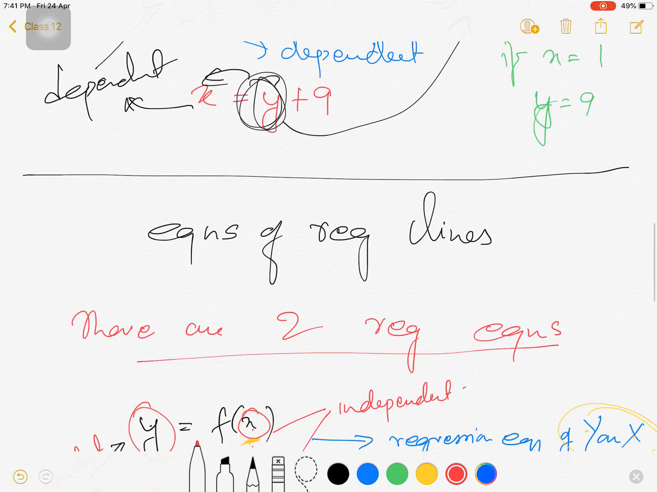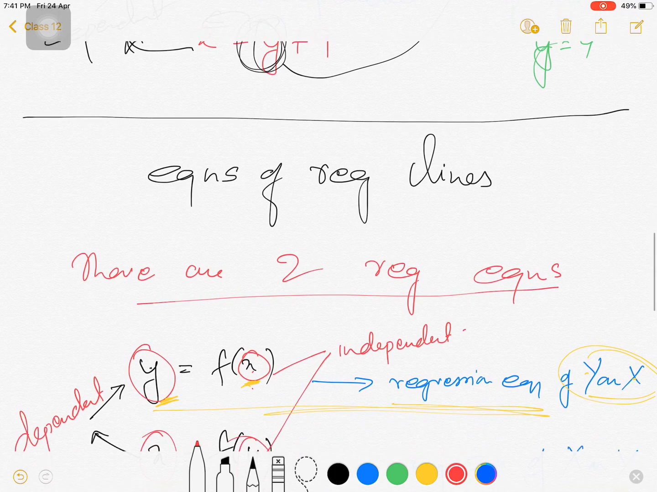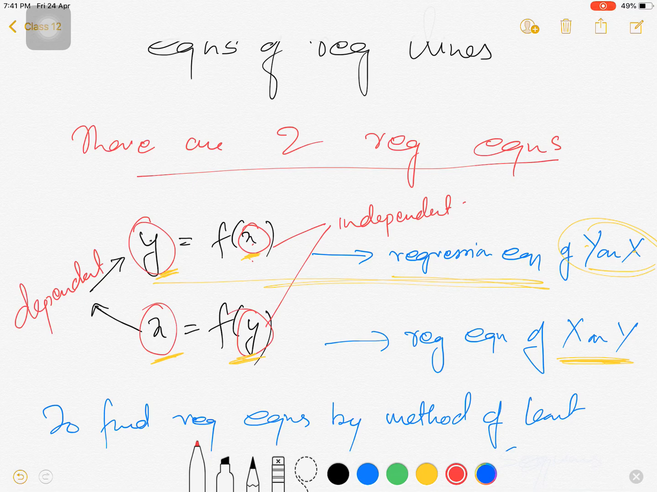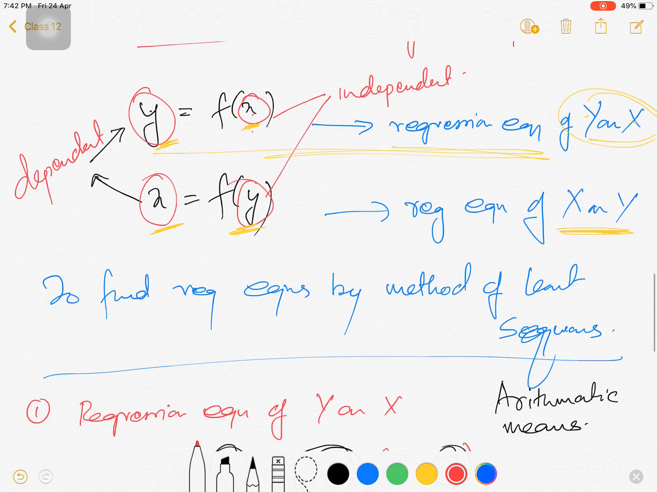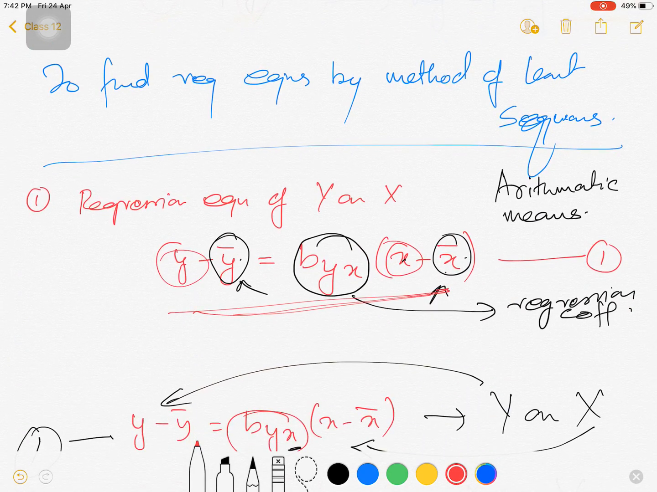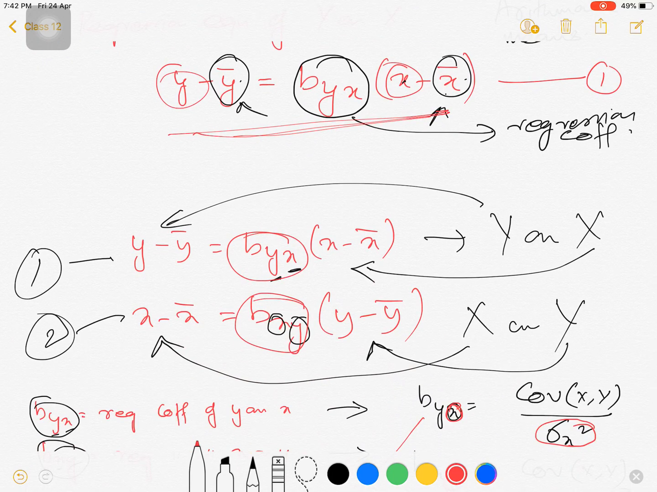So how do you estimate this? Estimation is done through regression lines. How many regression lines are there? There are two: one is y on x, the other is x on y. Y on x means y is dependent, x on y means x is dependent. Then what is the format for regression equations? Y minus y bar equals byx times x minus x bar. This is equation number 1. And the second one: x minus x bar equals bxy times y minus y bar. This is x on y.